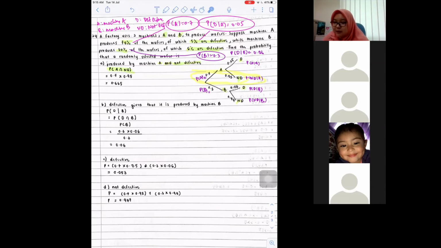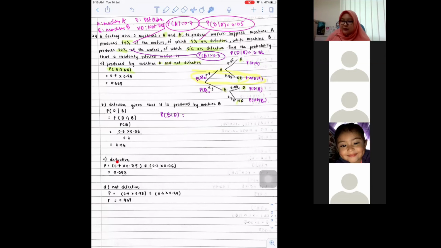Next one: find the probability of defective given produced by machine B. So it's D given B. I don't know why they asked this question because it's straightforward, no need to calculate. P(D given B) is straight away 0.06. If you don't want to calculate, it's also okay. But let me just show you if they ask the other way around, P(B given D). Let's save this first and do it later. Let's do question C first.